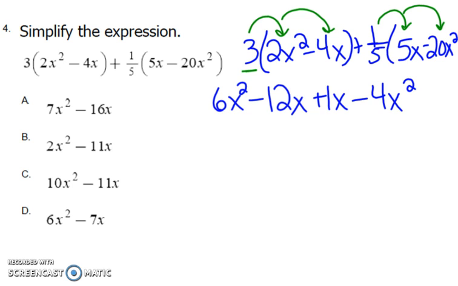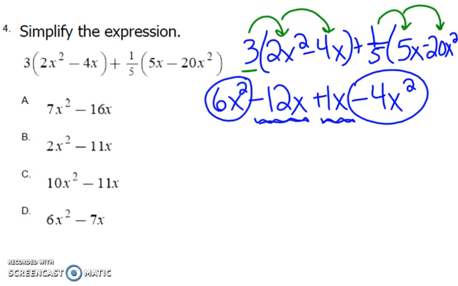Please be careful with these variables. You have x and you have x squared. Make sure you're bringing down the correct variable, because if you bring down the wrong variable, that can throw off your whole problem. Well, now we want to combine like terms. I have a 6x squared and a negative 4x squared. I have a negative 12x and a positive 1x.